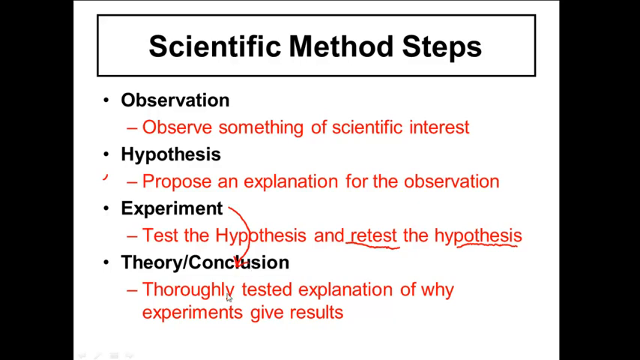Ultimately, you end up with this, all right? This is what's known as a theory. So anything that we know as a theory, like the Big Bang Theory, the theory of evolution, etc., anything with the name theory after it is what we say is thoroughly tested, okay? Many, many tests, that means many, many experiments, have been done to try to explain why we get these results.